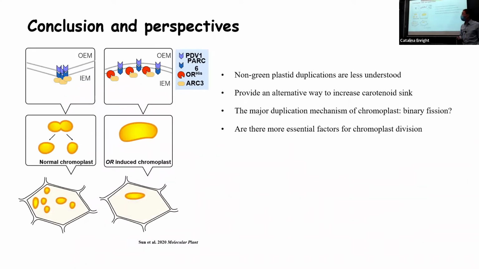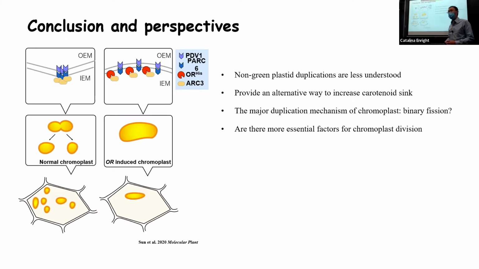So for this project, we figured out the non-green plastid, especially the chromoplast division mechanism, which was less studied previously. This research also provides a potential mechanism to increase carotenoid content by increasing the chromoplast number instead of the biosynthesis ability. There are still some questions we need to answer. What's the major division mechanism for chromoplasts? In different crops, some chromoplasts are transformed from chloroplasts, so they may use different mechanisms.